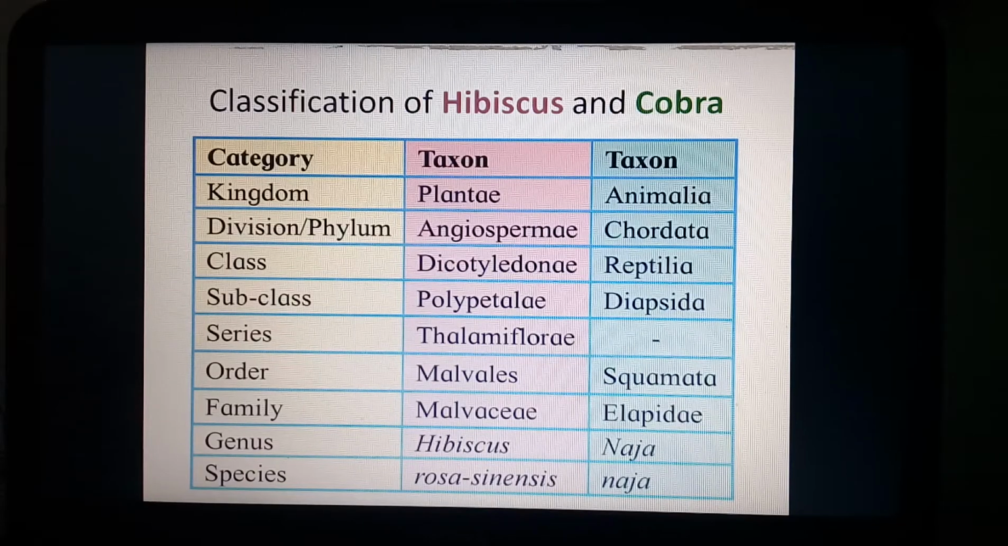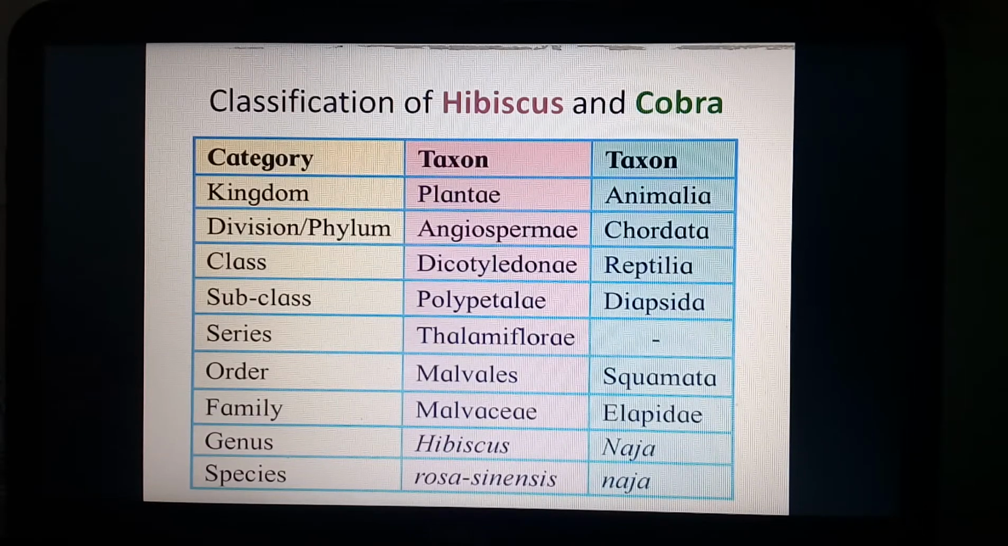In the same way, if we discuss the cobra, kingdom, taxon is Animalia. So it is an animal, belongs to the animals. Heterotrophic, can move from one place to another place. Then phylum, Chordata. Here in the case of animals, instead of division, after kingdom we are going to use the phylum, and after phylum, if it is needed, we are going to use the division. We'll discuss that also in the next lecture.